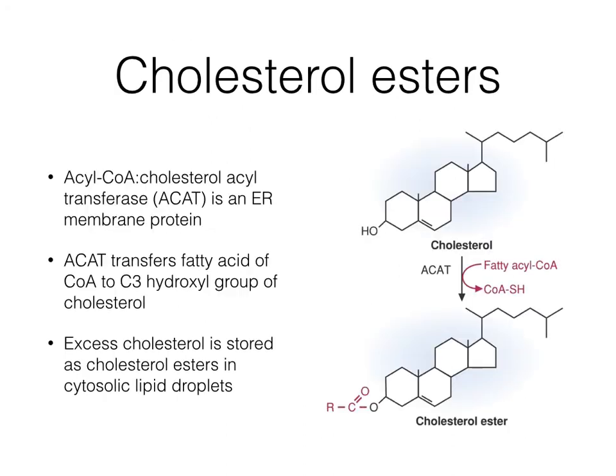The storage form of cholesterol is the cholesterol ester. The formation of ester is through the attachment of a fatty acid to the hydroxyl functional group of cholesterol, as catalyzed by the enzyme ACAT, or acyl-CoA cholesterol acyltransferase, an endoplasmic reticulum membrane protein. Like I have said, the fatty acid is linked to the C3 hydroxyl group of cholesterol. Now this ester is what we see as cytosolic lipid droplets in cells.